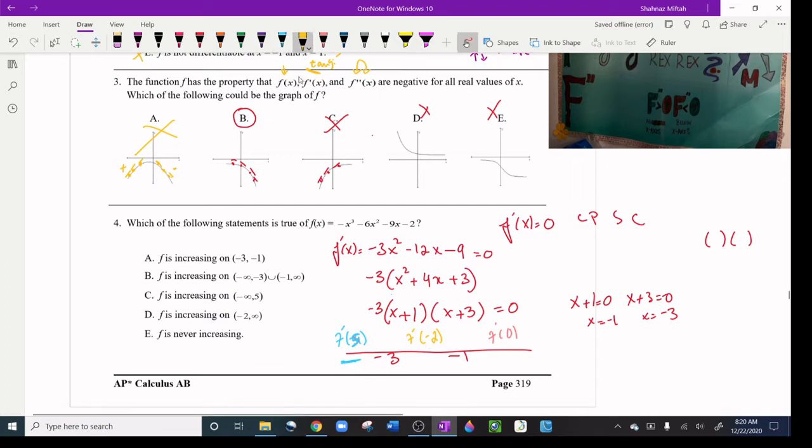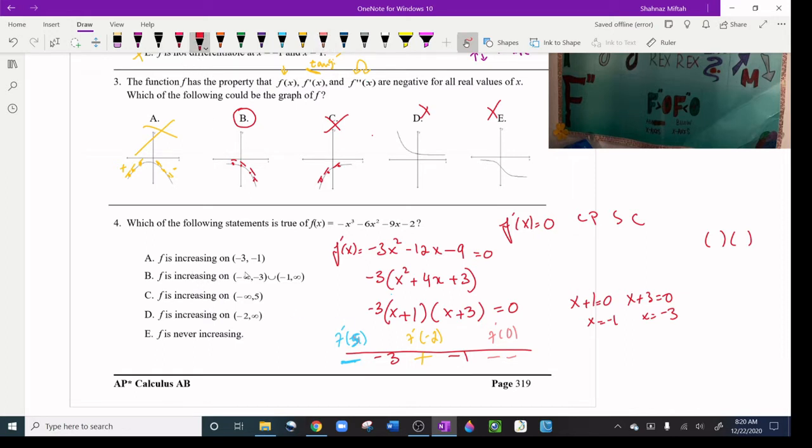This one, plug in negative 2. That's negative 1. And negative 1 times the negative is positive, and this one is going to give me positive, so it's positive. Next one, plug in 0. If I plug in 0, it's going to give me negative. So this is all I have. Now I can tell where I'm increasing and where I'm decreasing.